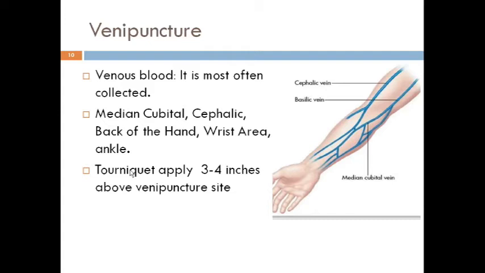The most common puncture is the vein puncture, by which we get venous blood. Mainly venous blood is collected. The volume of the blood obtained by the vein puncture is sufficient to perform a number of tests. The main sites of the vein puncture: median cubital vein, cephalic vein, basilic vein, back of the hand, wrist area and ankle.